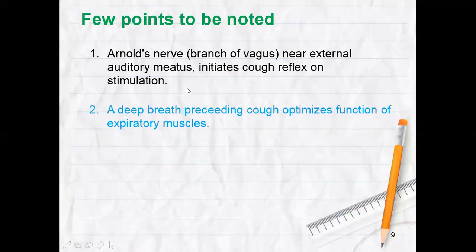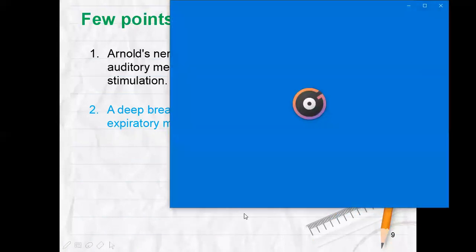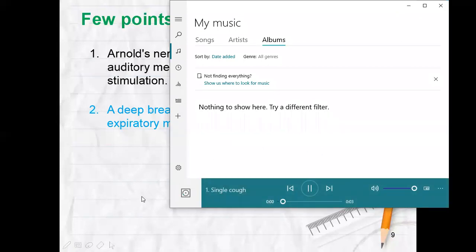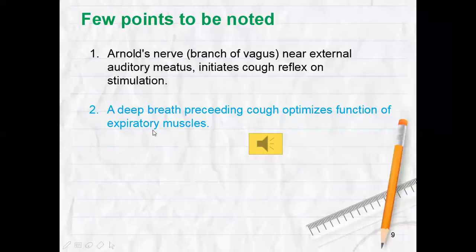Now, we can see the second point over here. The deep breath preceding cough optimizes the function of the expiratory muscle. I will show you what this means. Now this shows what we mean by a deep breath preceding cough. That means before we cough, if we take a deep breath, then it will lead to increased function of the expiratory muscle, and that will lead to an effective cough reflex.